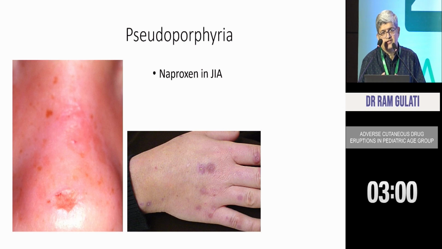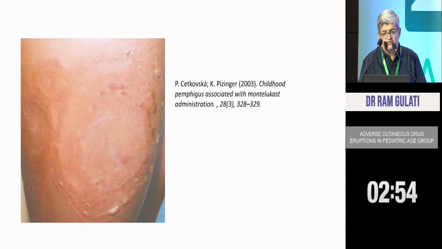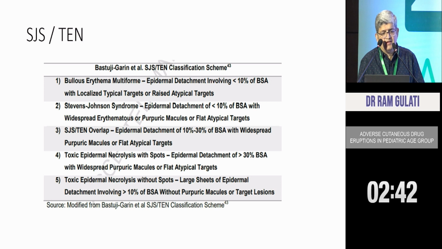Photosensitivity can be seen, especially with naproxen. There are a number of case reports of NSAIDs causing photosensitive reactions in children. There have been cases of childhood immunobullous disorders that are drug-induced, but they are very rare. So childhood pemphigus, bullous pemphigoid, and linear IgA disease can be seen with drugs. SJS, or Stevens-Johnson syndrome, and toxic epidermal necrolysis are the most dreaded ones. Thankfully, severe SJS and TEN are less common in children as compared to adults.